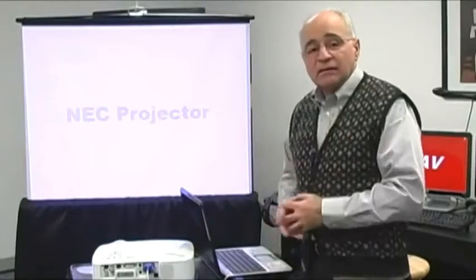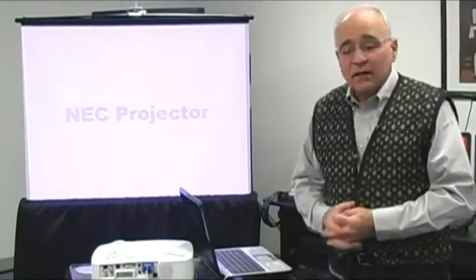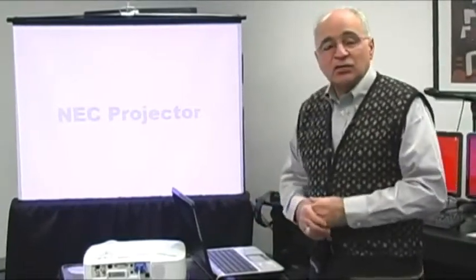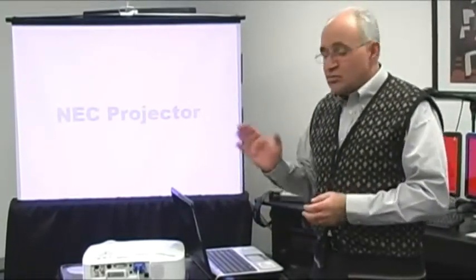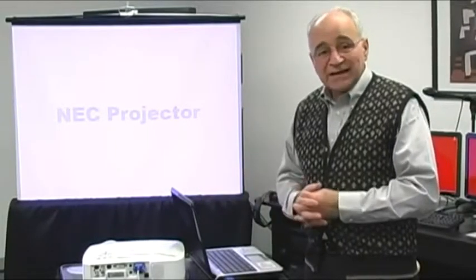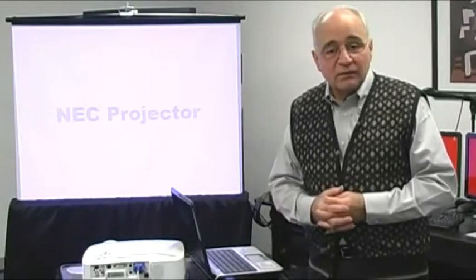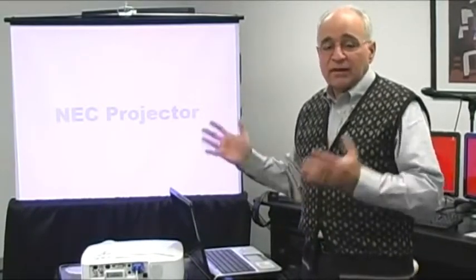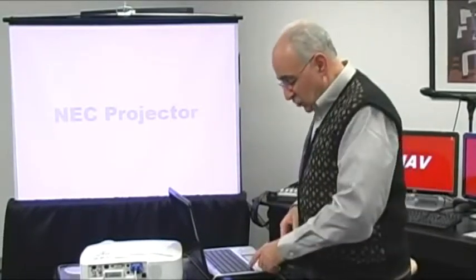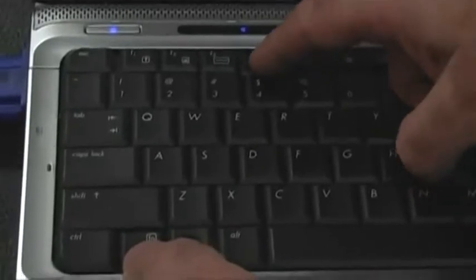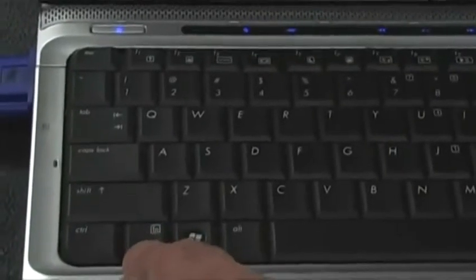Keep in mind that this is a three-way toggle. What I mean by that is that when you hit it one time, you're going to have the image on the laptop. When you hit it the second time, you're going to have an image on the screen. And when you hit it the third time, you're going to have an image on both. That's what we want to find. So let's hold down our function key and hit, in this case, F4, and see what happens.